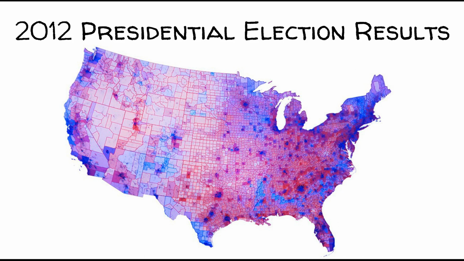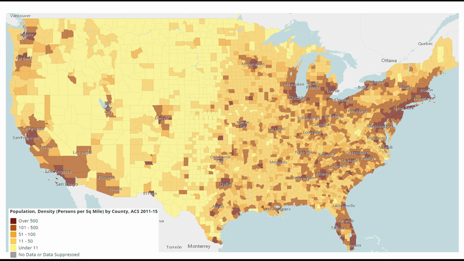So with so much red on the map, how did Obama win the election? Well, let's take a look at this. So this map shows the population density by county. And notice that areas that are largely red have a very low population density. So we can look at this flyover Midwest, population density under 11 people per square mile. While areas that are largely blue have a high population density.